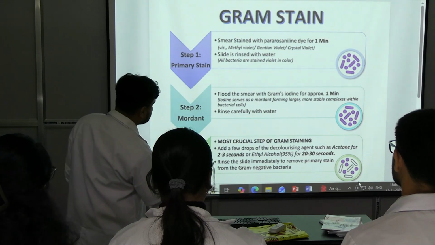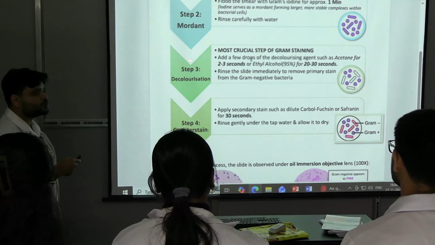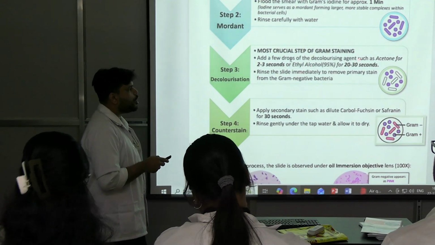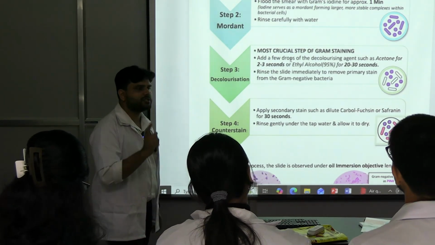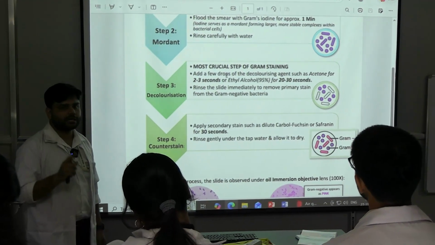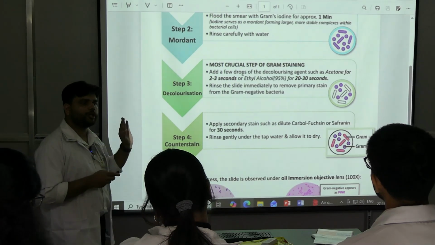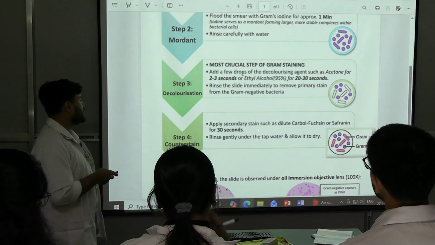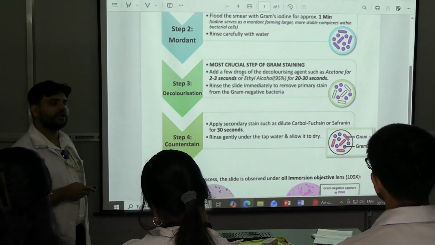After that comes the most crucial step of Gram staining. Remember this: decolorization is the most crucial step. We use either ethyl alcohol or acetone. If we use acetone, we'll keep it for 2 to 3 seconds, but in case of ethyl alcohol, we'll keep it for 20 to 30 seconds. In our lab, we'll be using the acetone, so remember, we use it for only 2 to 3 seconds. And the final step is the counterstaining. Counterstain can be carbol fuchsin or safranin, and we'll put it for 30 seconds.